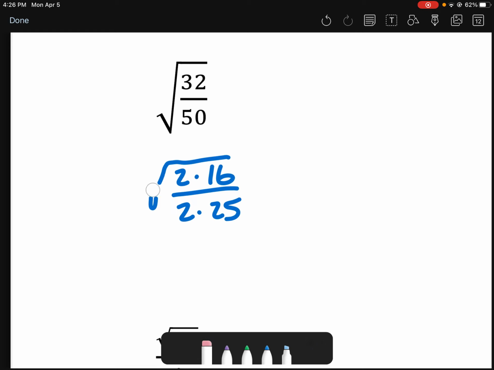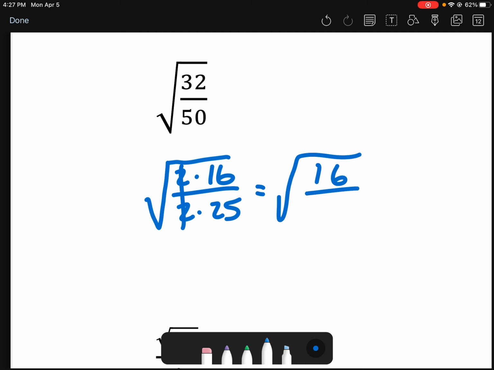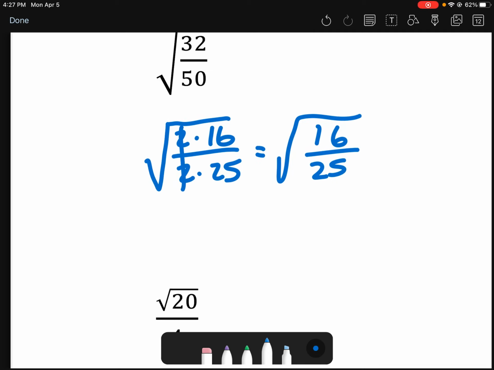So really, I would have 2 times 16 over 2 times 25. Those 2's can cancel each other out, giving me this. And then from here, I can easily just rewrite it to be the square root of 16 over the square root of 25, which would equal 4/5.